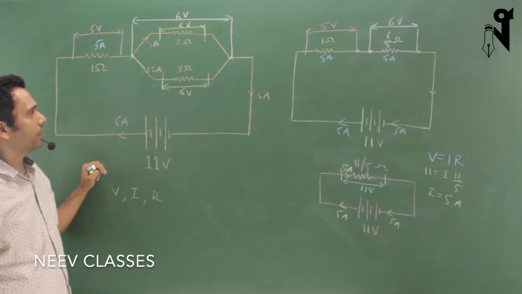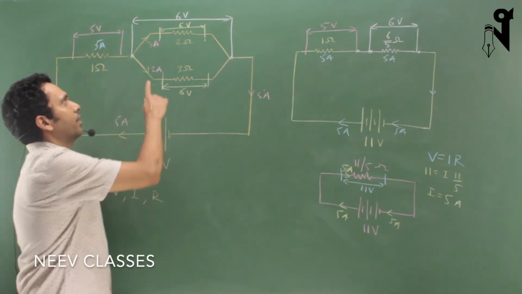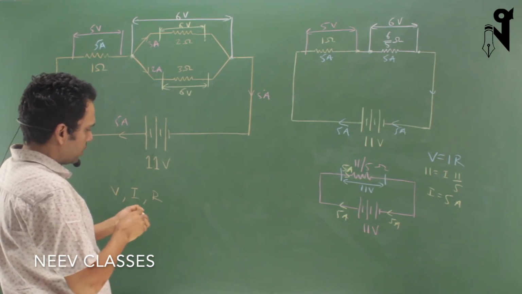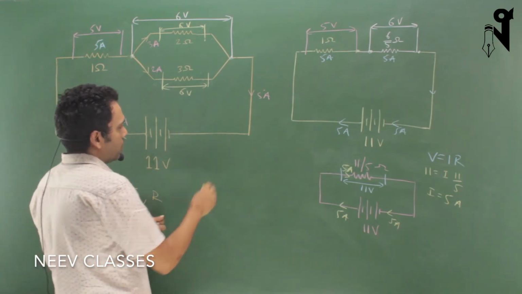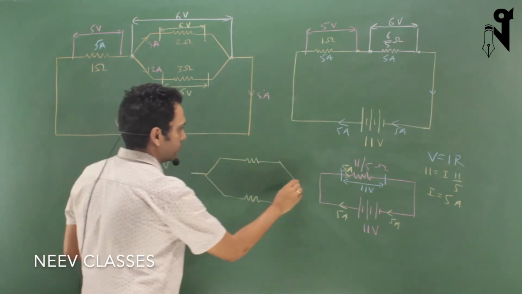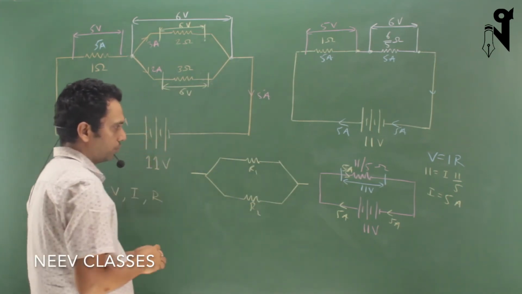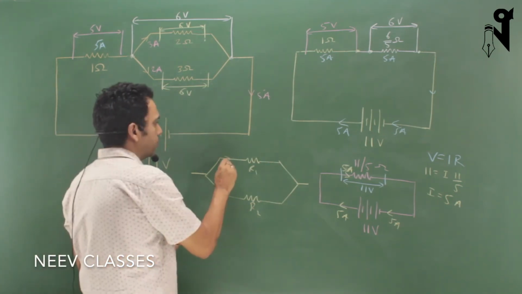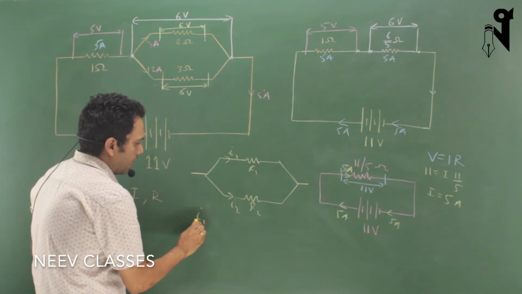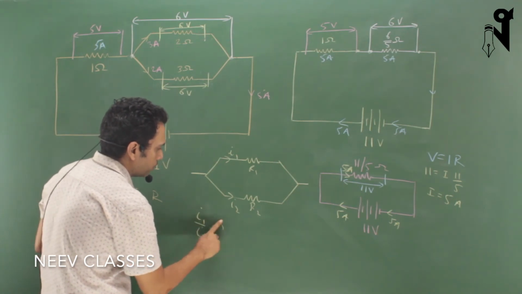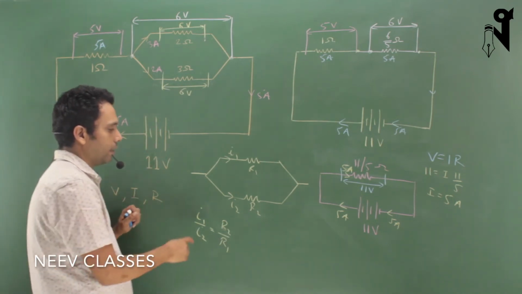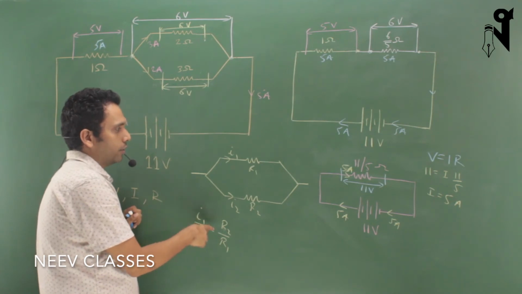One more thing, what you can see over here is the current is in opposite ratio to the resistance, which is nothing surprising, because if 2 resistances are in parallel, R1, R2, and say the current in them is I1 and I2, then we say I1 by I2 is equal to R2 by R1. It is the opposite ratio of the resistance.